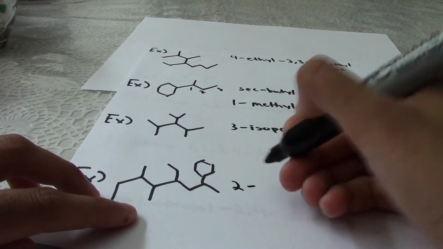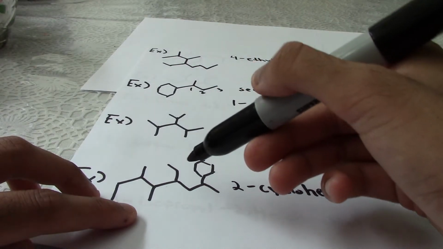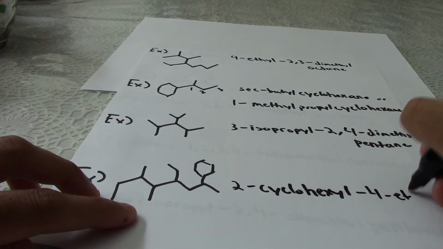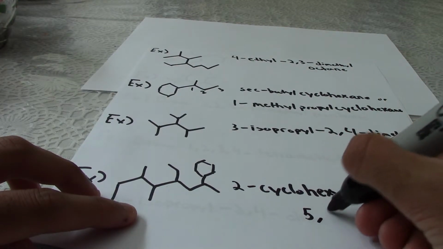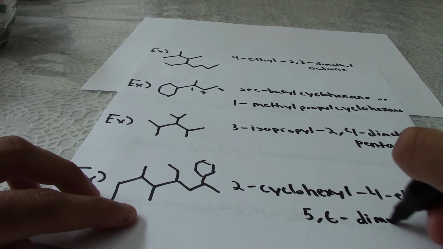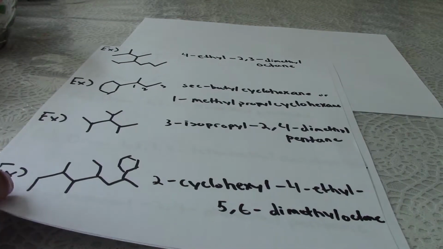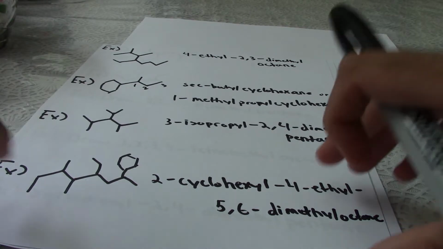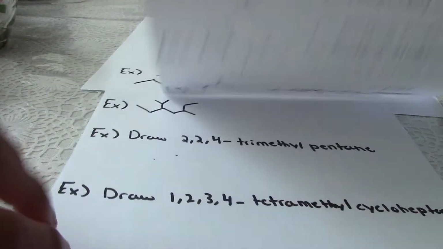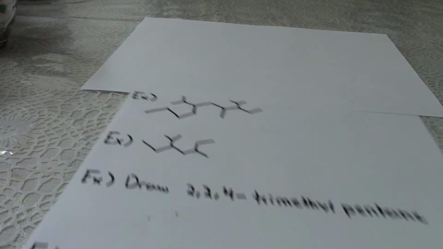And since it's on the second carbon, a 2-cyclohexyl. And then I have an ethyl group on number 4, remember alphabetical order, and then I have a methyl group on carbon 5 and 6, so a dimethyl octane. And that should also be in one straight continuous line, but I don't have enough room, so yes, that's what that one should be. So hopefully these examples have made sense. If not, pause the video, try to relook at them, and if it still doesn't make sense, you can comment down below or send me an email.